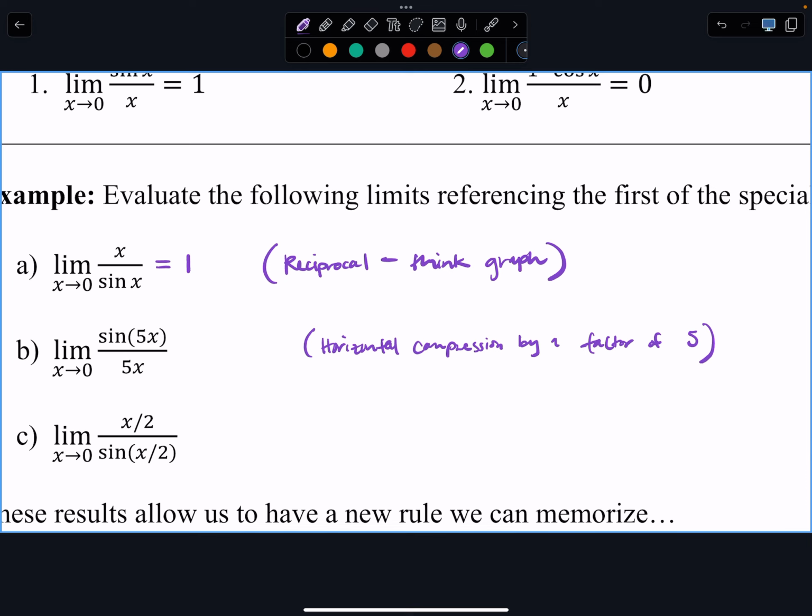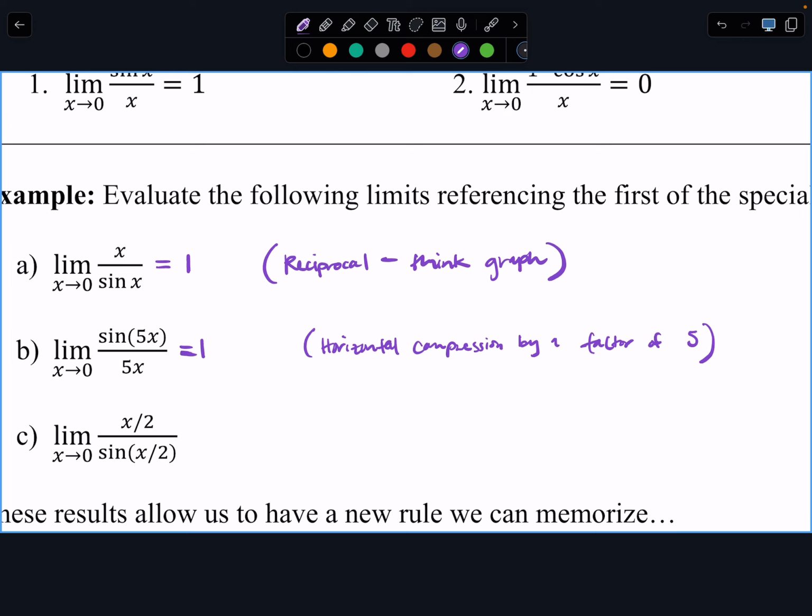Is that going to do anything to the limit as x approaches 0? No, based on what we know about sine, nope. This limit will still end up being equal to 1.